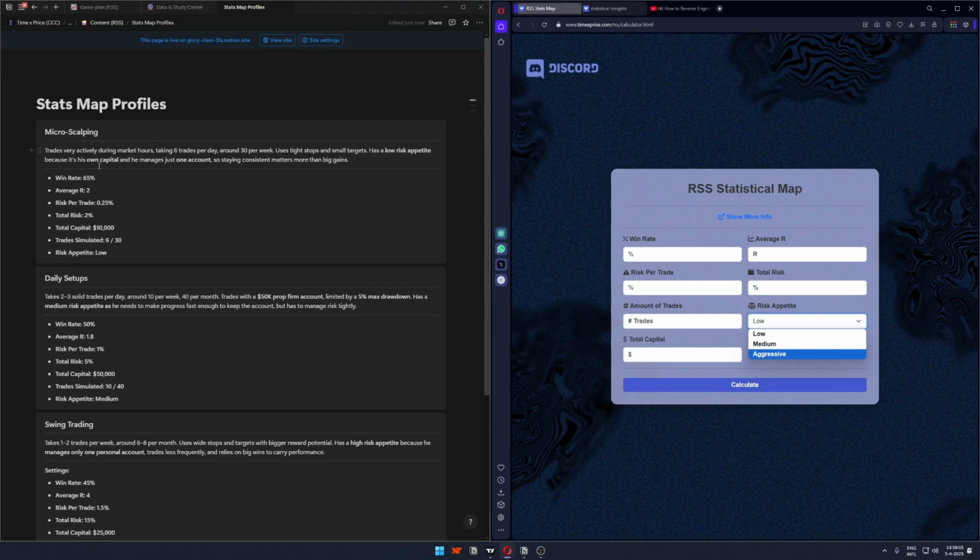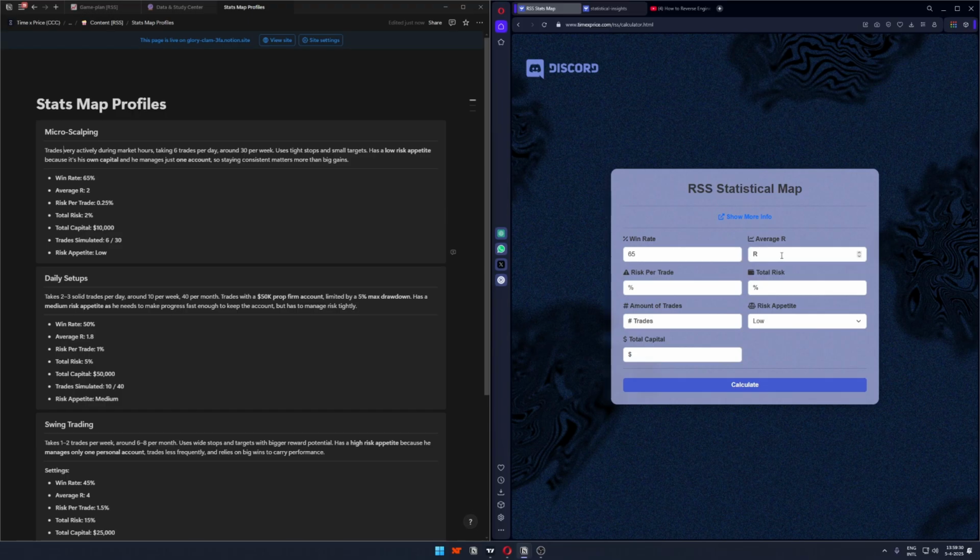So we'll start with the first profile. It's a 65% win rate. This trader trades very actively during the market hours, taking 6 trades per day, around 30 trades per week, uses tight stops and small targets, has a low risk appetite because it's his own capital and he manages just one account. So staying consistent matters more than big gains.